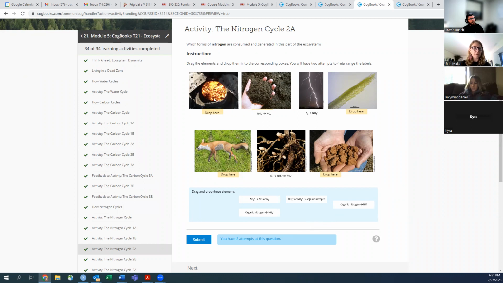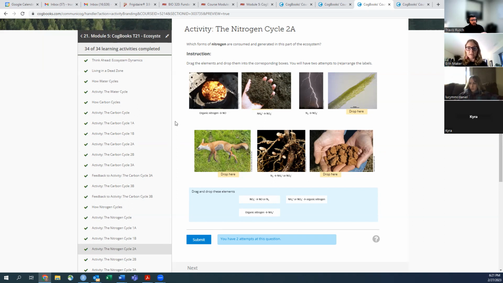And then what about this top one then? What's happening up here? That's where organic nitrogen is turning back into nitric oxide. Yeah. And it's interesting that they write organic nitrogen and don't write out the chemical compound, but maybe that makes it a little bit easier to remember.